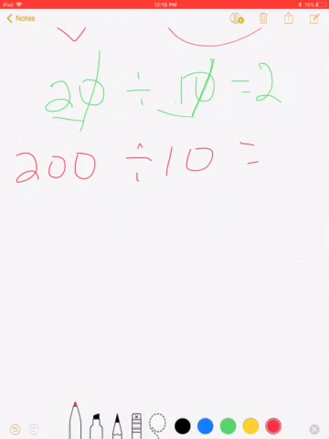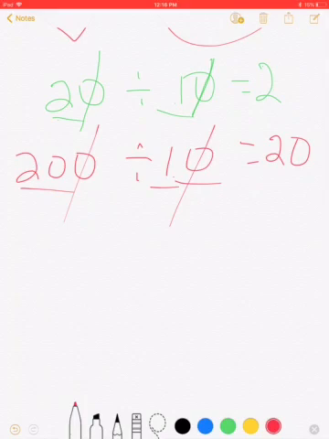I would count how many zeros are on the right. Here in my base 10 number, I have one zero, so that means I can eliminate one zero there. And the answer would be 20.